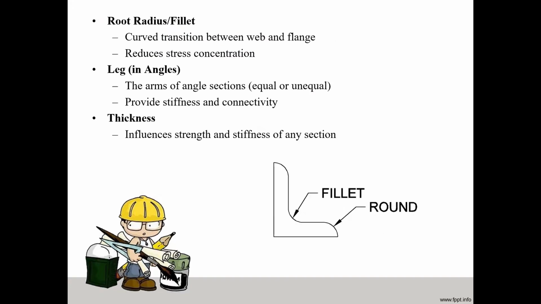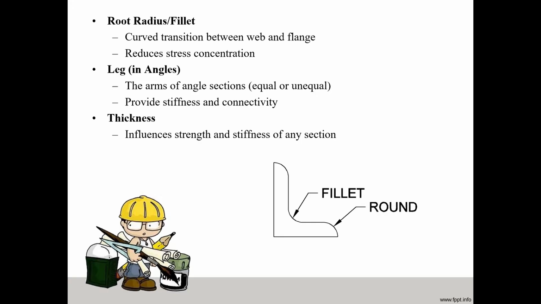The next one is the root radius or fillet. That is the curved transition between the web and flange. Between the web and flange there is a curved portion, and it is called the root radius. It reduces the stress concentration.